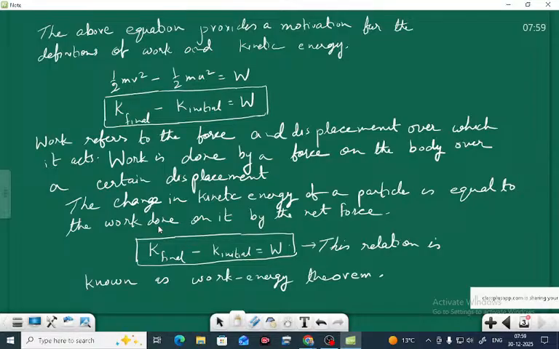So there are three cases where no work is done. First one is if the displacement is 0, work done will be 0. If the force is 0, work done is 0. And if the angle between the force and displacement is 90 degrees, even then the work done is 0. These are the three cases of zero work done.